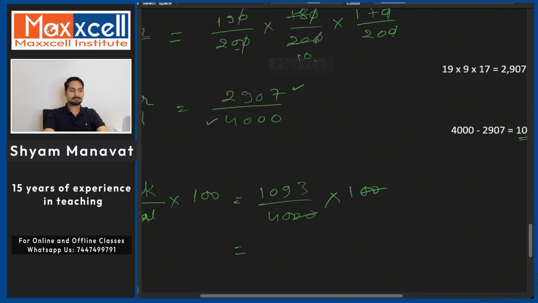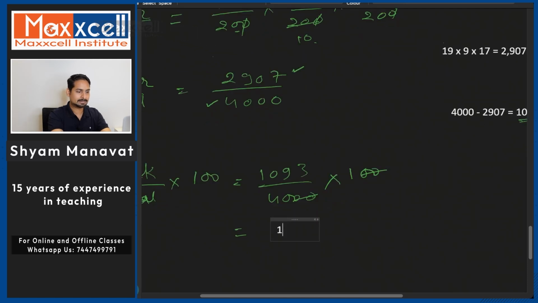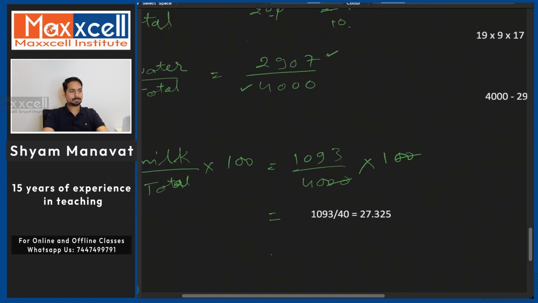Okay, so this is nothing but 1093 divided by 40, which will get you 27.325. So the milk concentration is 27.325%. Keep this in mind.